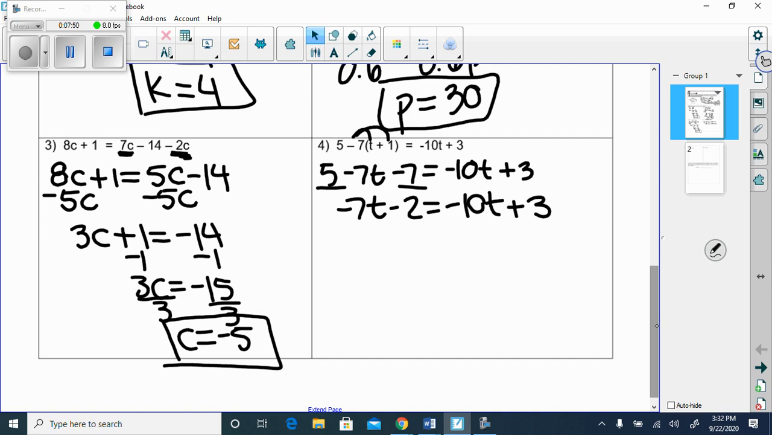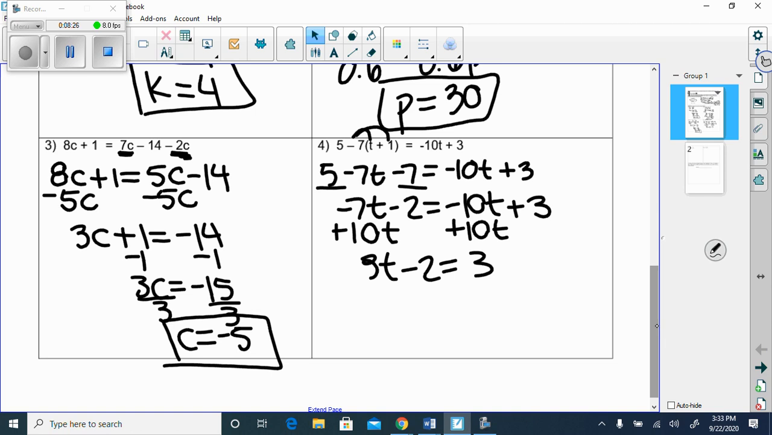Okay, then what do I want to do? Okay, well, let's move our variable first. Okay, so do we want to move the 7t over here or the 10t over here? Probably the 10t because it's going to keep our variables positive, right? So to move the 10t, I would have to add it because it's negative. So I'm going to add 10t to both sides. And negative 7 plus 10 gives me 3t, so I've got 3t minus 2 equals 3.